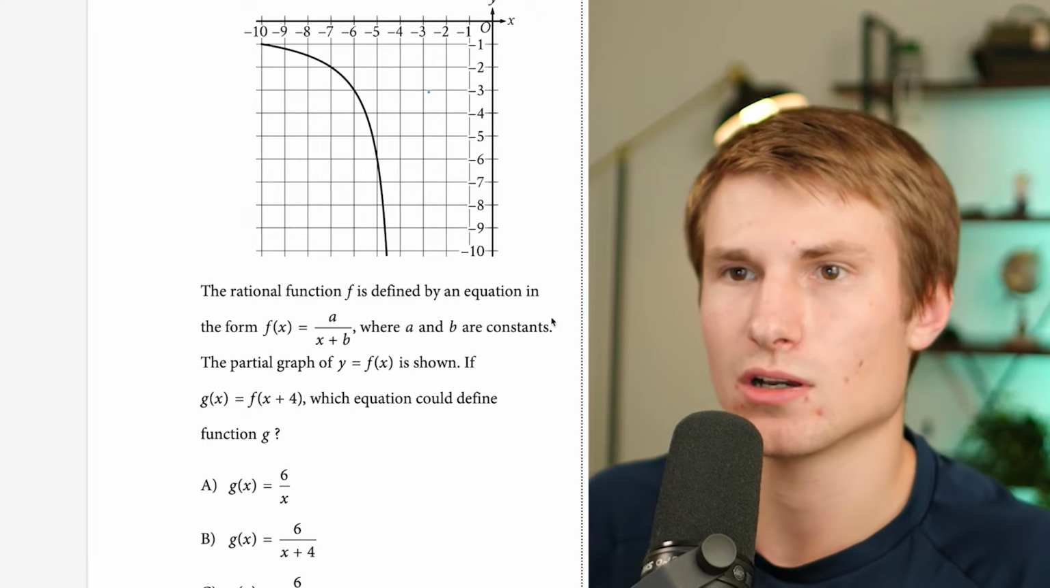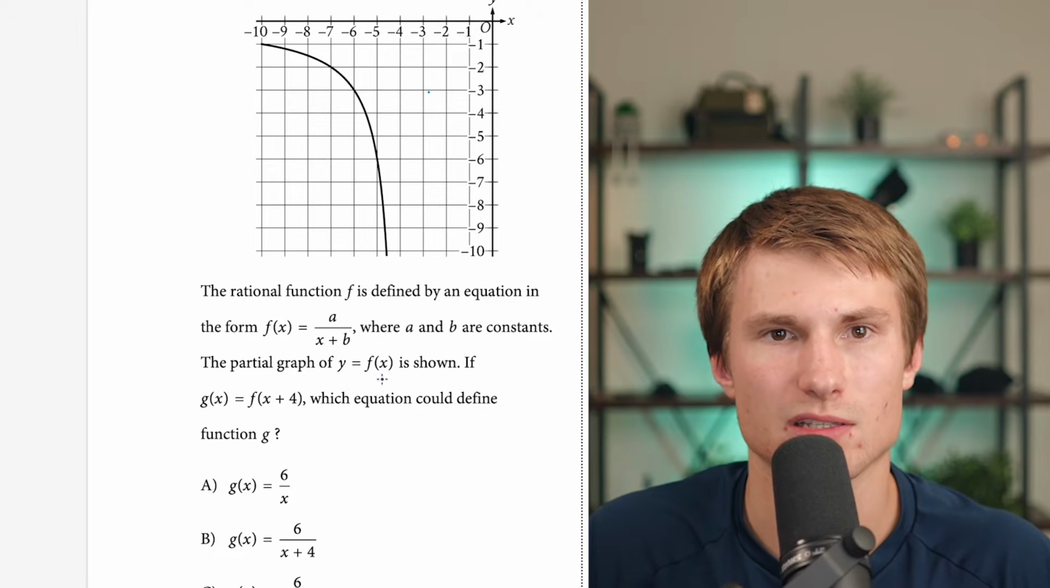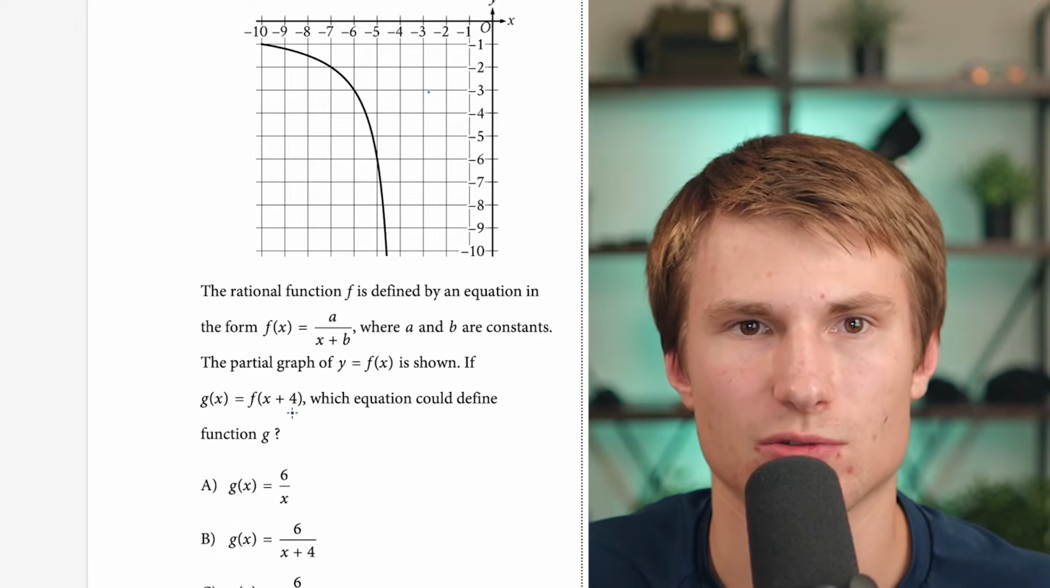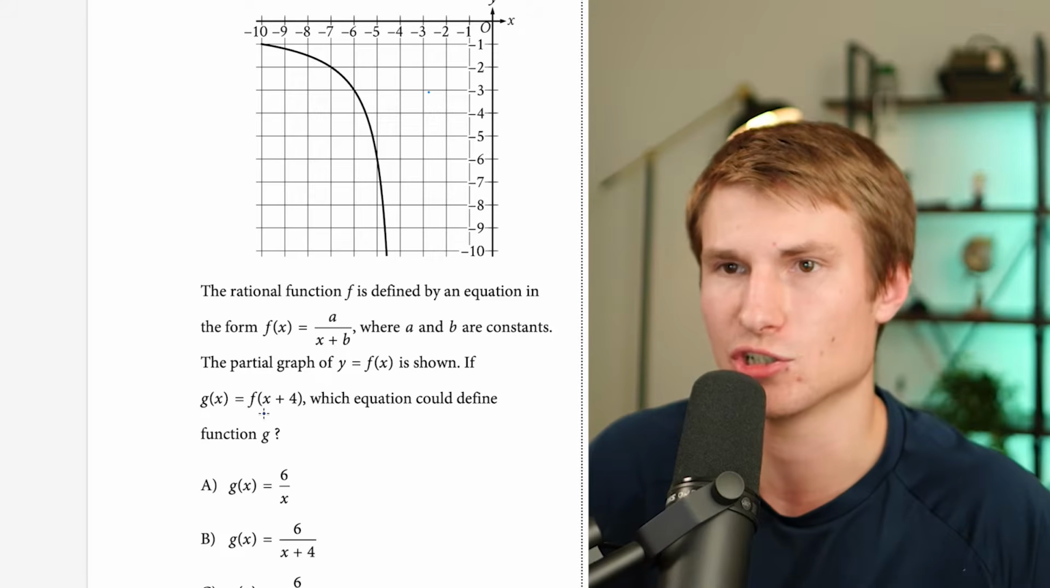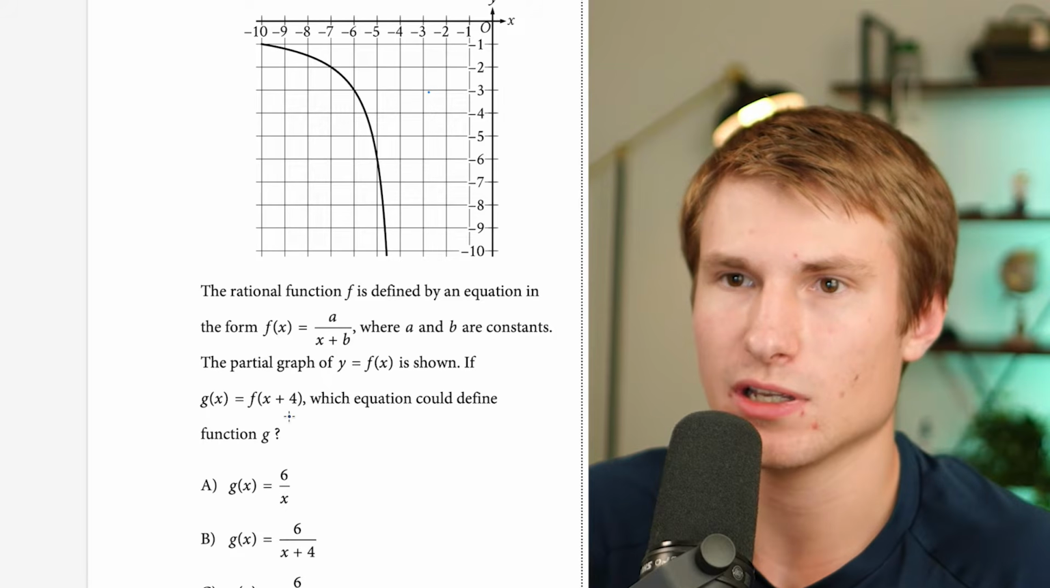We've got the rational function f defined by an equation in the form f of x equals a over x plus b, where a and b are constants. A partial graph of y equals f of x is shown. If g of x is equal to f of x plus 4, which equation could define function g? This is a transformations question.